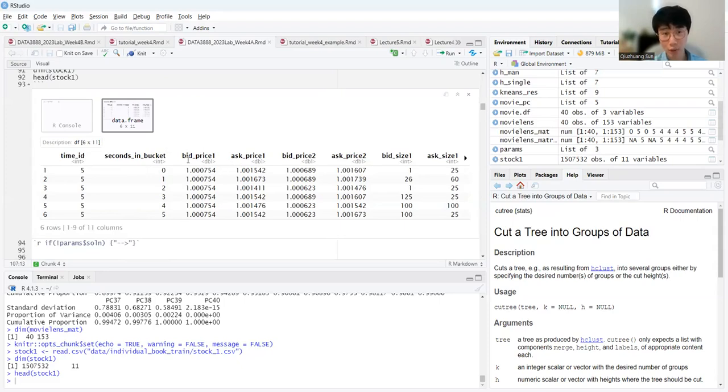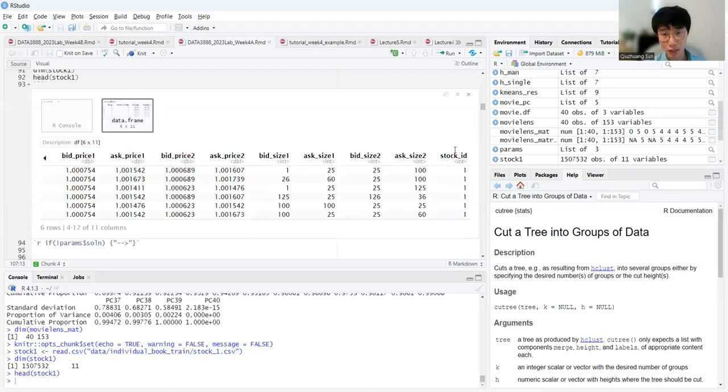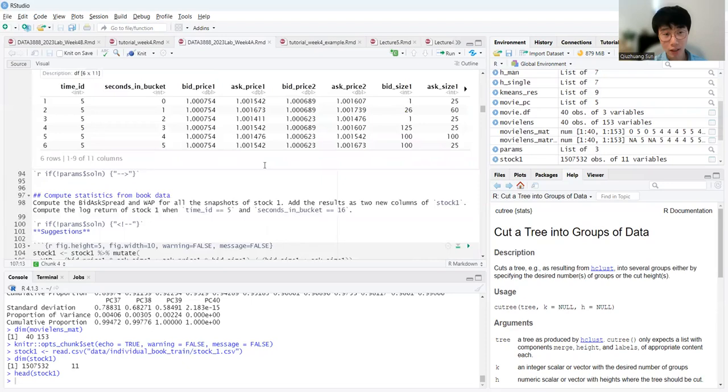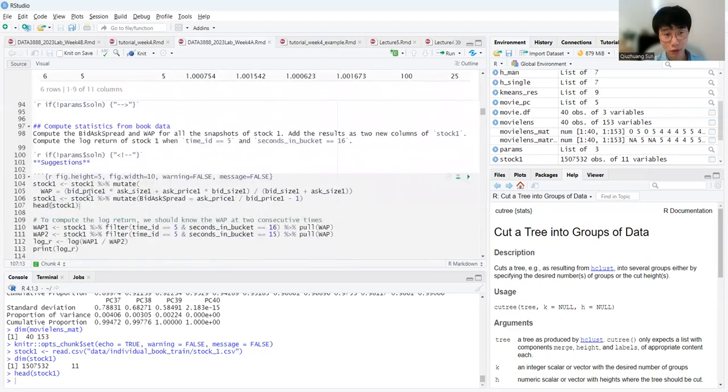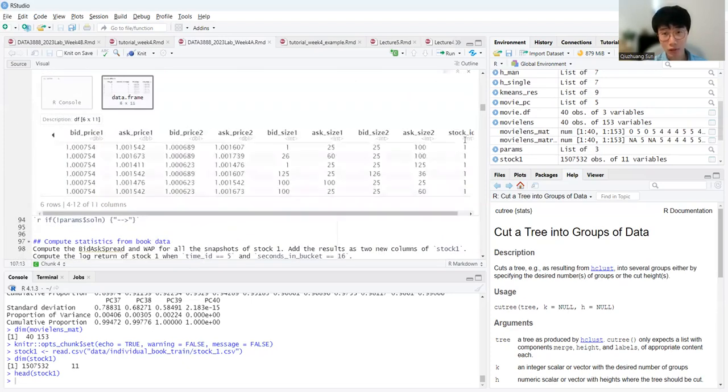This is second price. And we can see the highest bid price, lowest ask price, and second highest bid price, second lowest ask price, and the corresponding sizes of the data. And here is the stock ID. So if we look at stock one, for this column, all the values will be 1. I just added 2 new columns, WAP, weighted average price, and bid ask spread to this data frame.